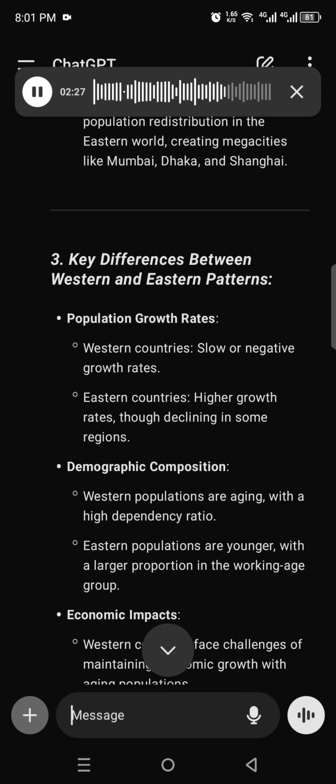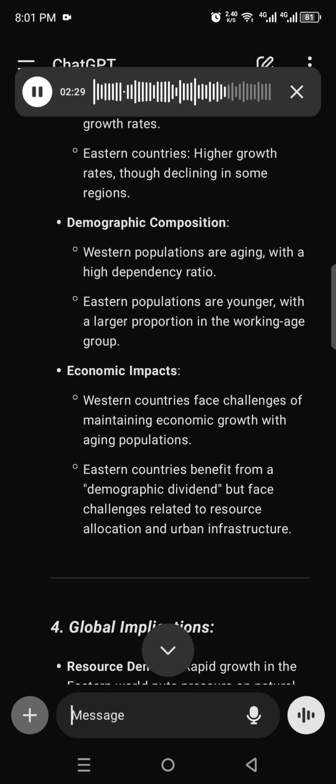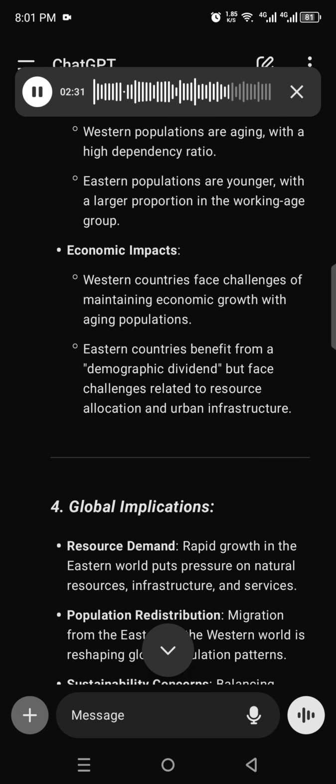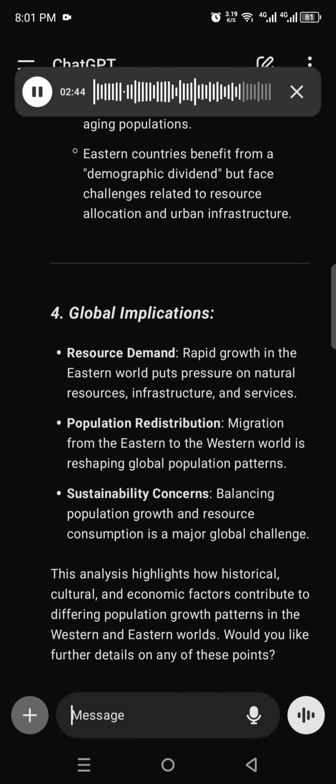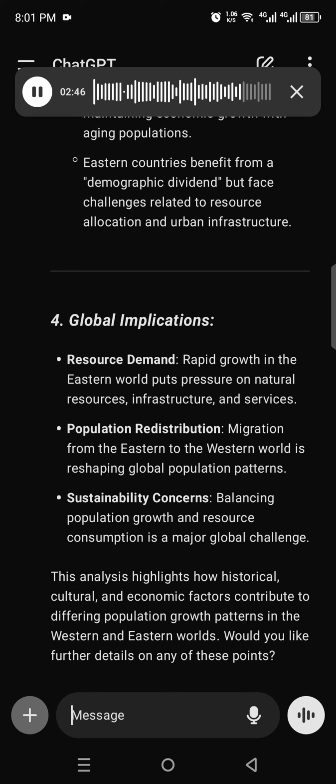Economic impacts. Western countries face challenges of maintaining economic growth with aging populations. Eastern countries benefit from a demographic dividend, but face challenges related to resource allocation and urban infrastructure. 4. Global implications. Resource demand. Rapid growth in the Eastern world puts pressure on natural resources, infrastructure, and services.